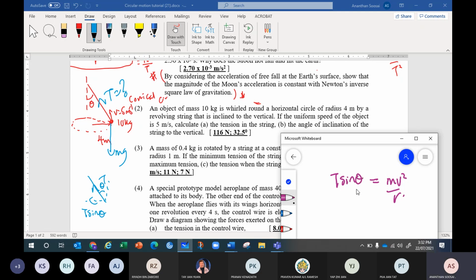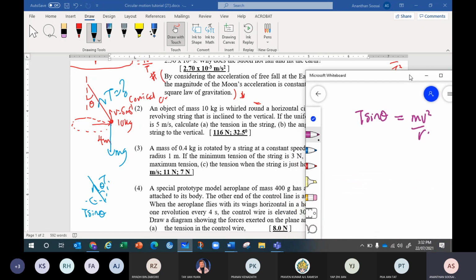Okay. Is this equation enough? Oh, we can't. We don't know the theta also. This can help us to find tension because mass is 10 kilogram, speed 5, radius 4, but you don't know the theta. So therefore, we have to get more equations. What other equation can you get?